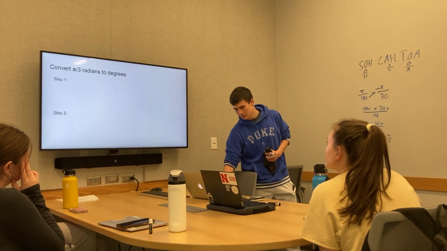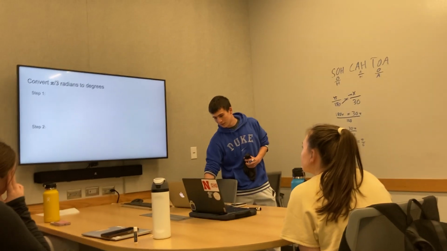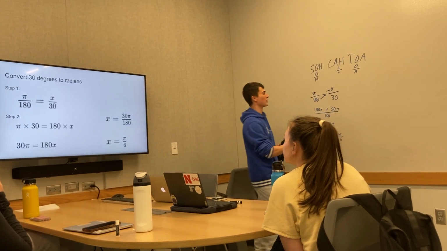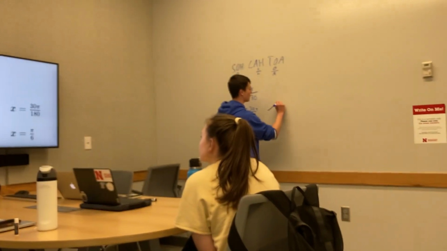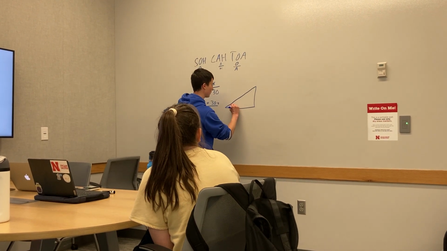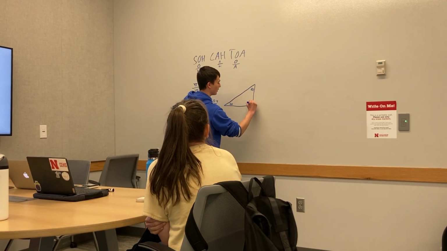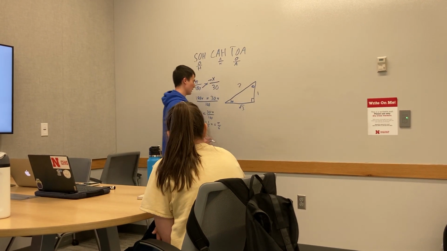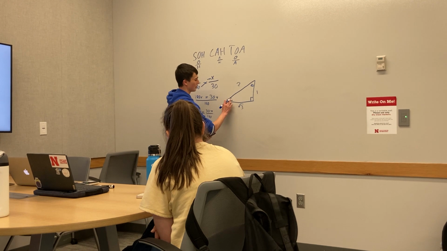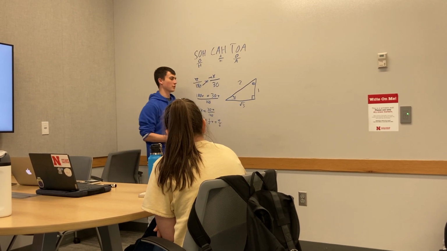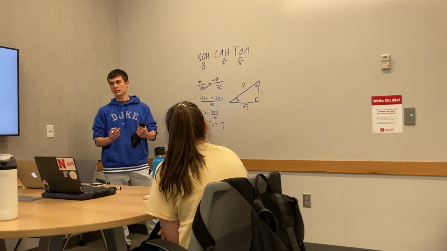Let's see. Oh, I guess I didn't use that example. But pi over 6 is equal to 30 degrees. So if we look at this triangle again, we had 30, 60, 90, 1, 2, square root of 3. If I were to put, instead of 30 degrees in here, we could also write pi over 6. It just depends on what the question asks.